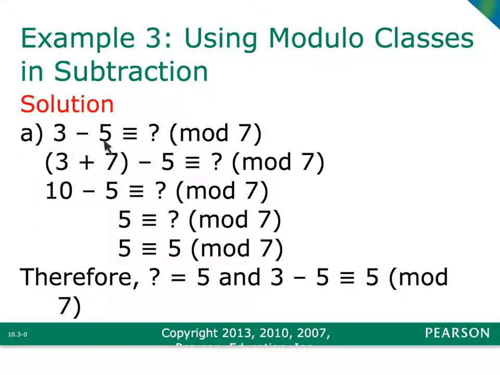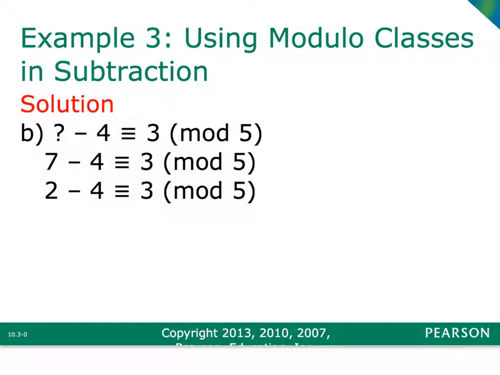So again, for part A, we have 3 minus 5 is congruent to what modulo 7? We can take that 3 and make it bigger by adding 7 because we're talking about modulo 7, so that gives us 10 minus 5, which gives us 5. So our answer is 5 here, and we can say 3 minus 5 is congruent to 5 modulo 7. That's what our original problem was. We're saying this is 5 now.